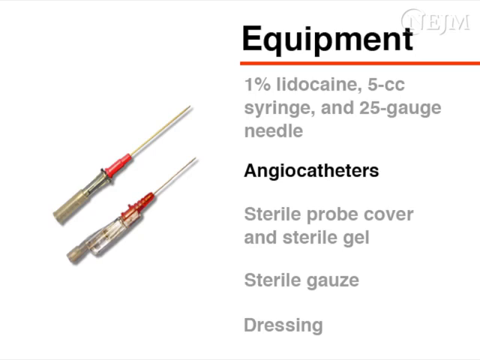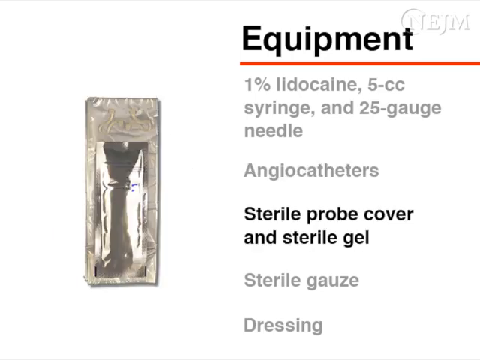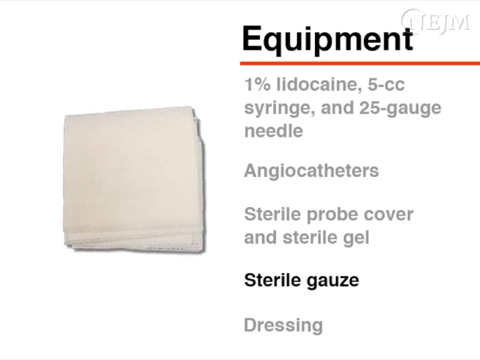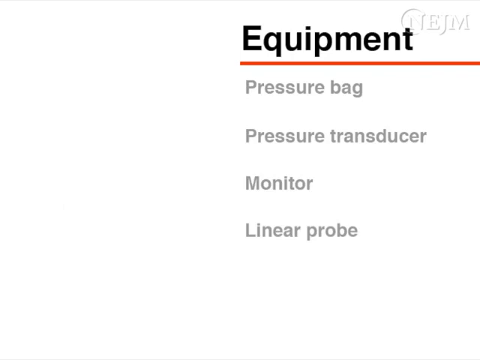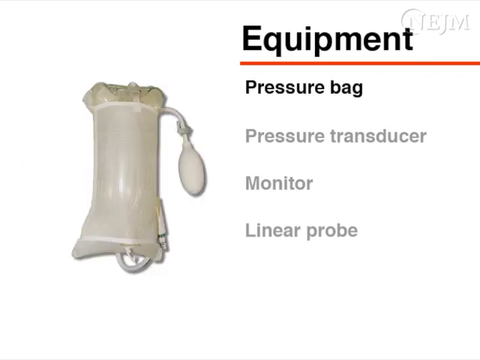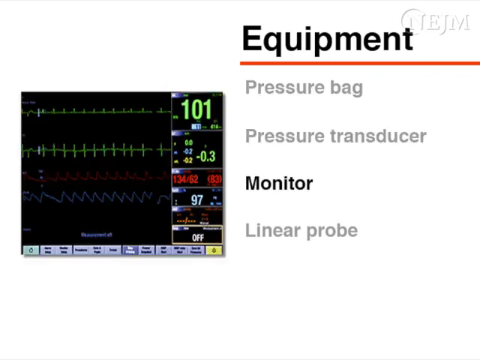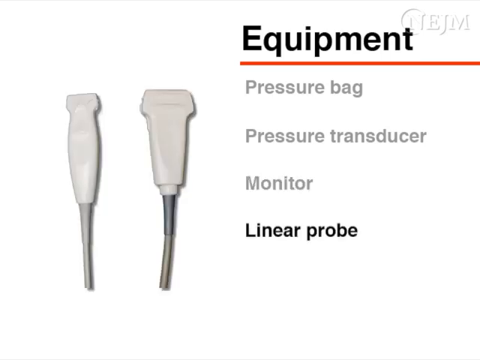Use the equipment that complies with the safety practices at your institution. You will also need a sterile ultrasound probe cover with sterile gel, sterile gauze, and materials for dressing and securing the catheter. You will also need a pressure bag, a pressure transducer, and a monitor that is appropriate for arterial catheter transduction. In order to assess the vasculature, you will need a linear array transducer ultrasound probe with a frequency range of 5 to 13 MHz.